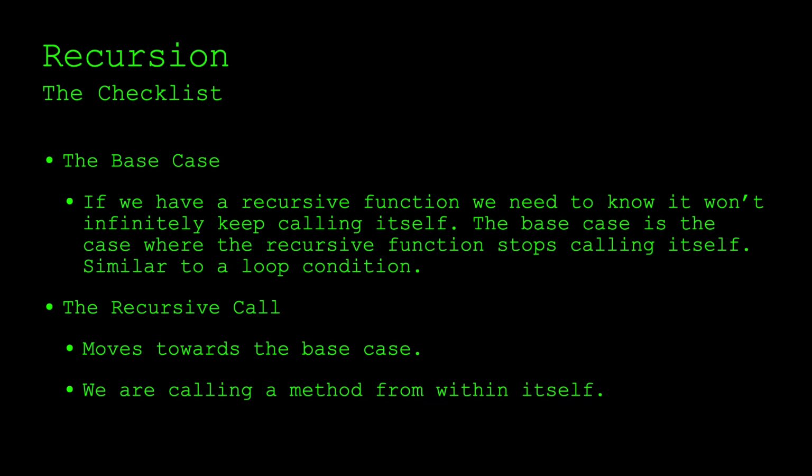It's very similar to a loop condition, and I'll show you a few examples and what the base case would be. Then you're also going to need the recursive call, obviously, otherwise it's not going to be a recursive function, and it's just going to move towards the base case. Basically you're just calling a method from within itself.